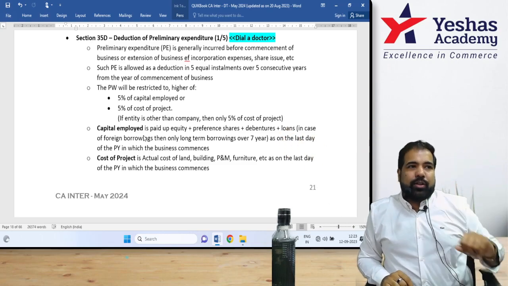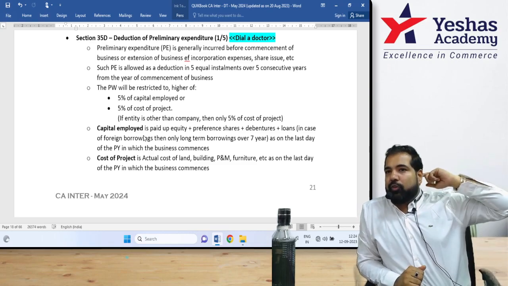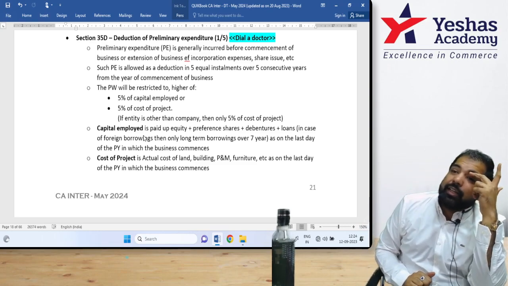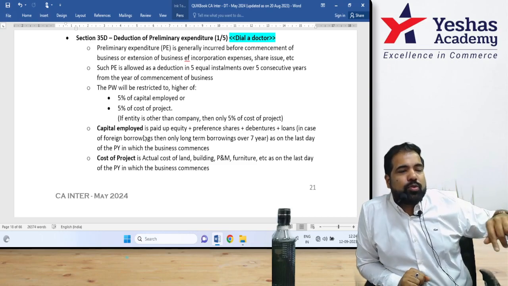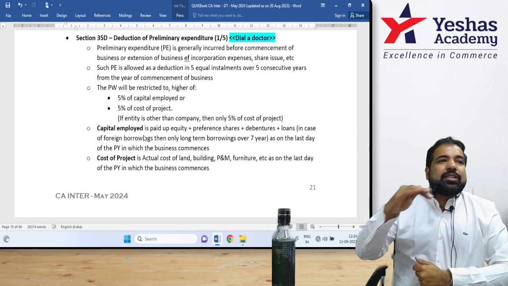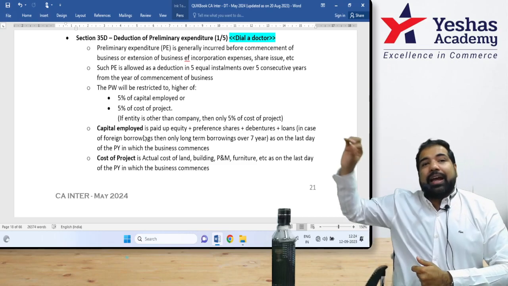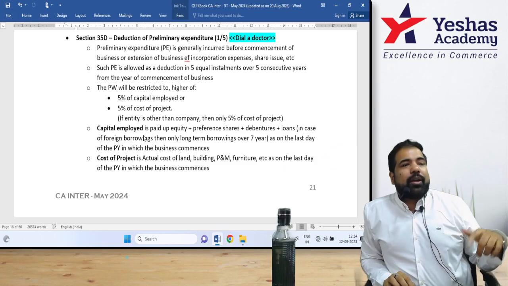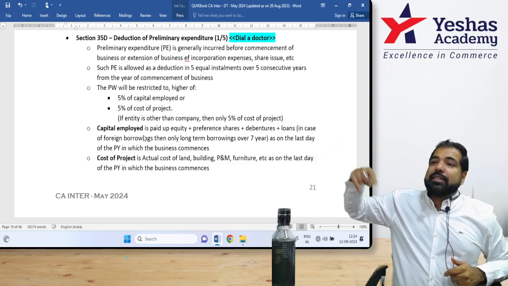But guys, there are two conditions. One is project FEM. Can you tell me the full form? Project report, feasibility study, engineering study, market survey. This expenditure you are incurring has to be by an approved source or by yourself. And guys, there's a limit. The limit is 5% of the cost of the project at the end of the year you start your business, 31st March. And if it's a company, then 5% of capital employed, whichever is higher.